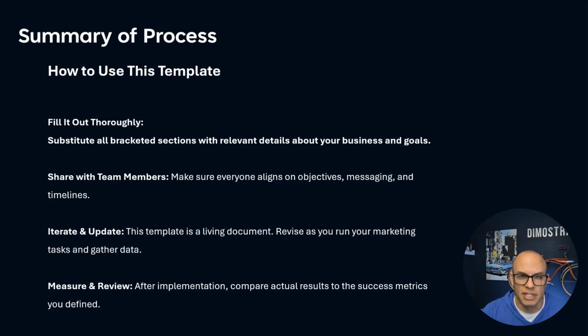After implementation, compare actual results to the success metrics you've defined. So as a recap, we started by defining our goal. We gave context, we asked follow-up questions and implemented it, and then we need to track results and make adjustments. If you take this approach and spend the time to build your prompts with this level of research, you will 100% get better responses from ChatGPT.